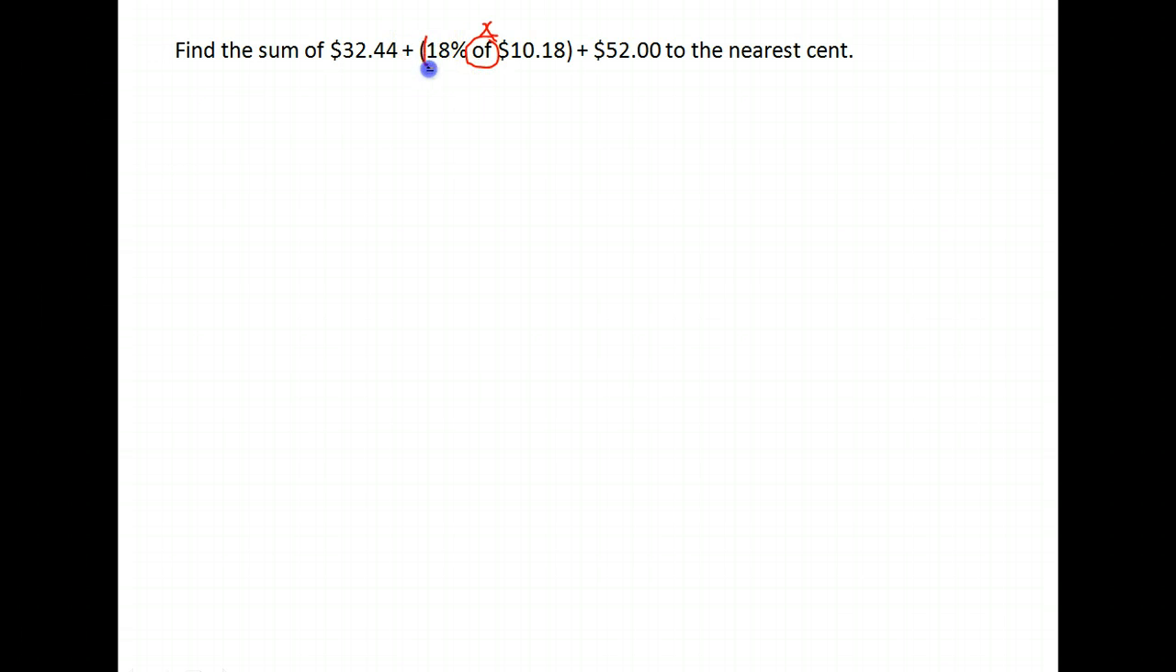The other thing we want to remember is by order of operations, we do anything in parentheses first. So first we need to evaluate what we have in parentheses here: 18% of $10.18. So like we said, "of" is multiplication. Before you can use a percent in a calculation, you need to change it to a decimal form. To do that, we move our decimal 2 places to the left. So we have 0.18 times $10.18. That's our amount in parentheses. The other two values remain the same, the $32.44 and the $52.